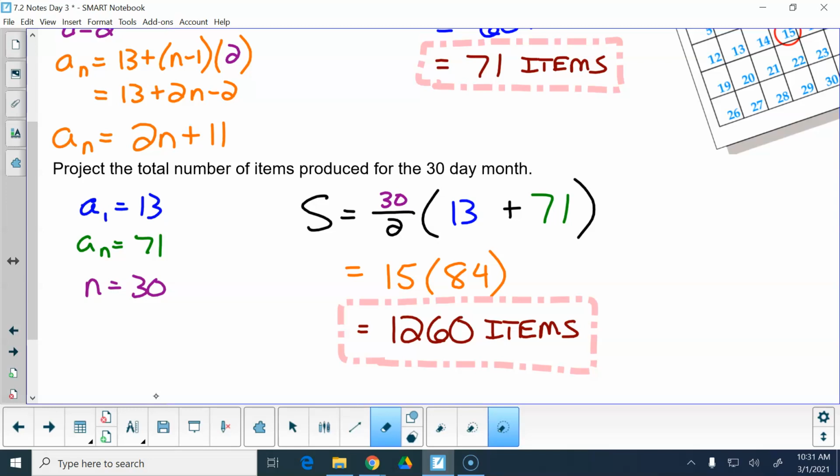Yes, ma'am. Is there military time on number 10? We are not doing military time. We're doing regular clock time on number 10. Okay. Makes a big difference, doesn't it? It does. Yep.